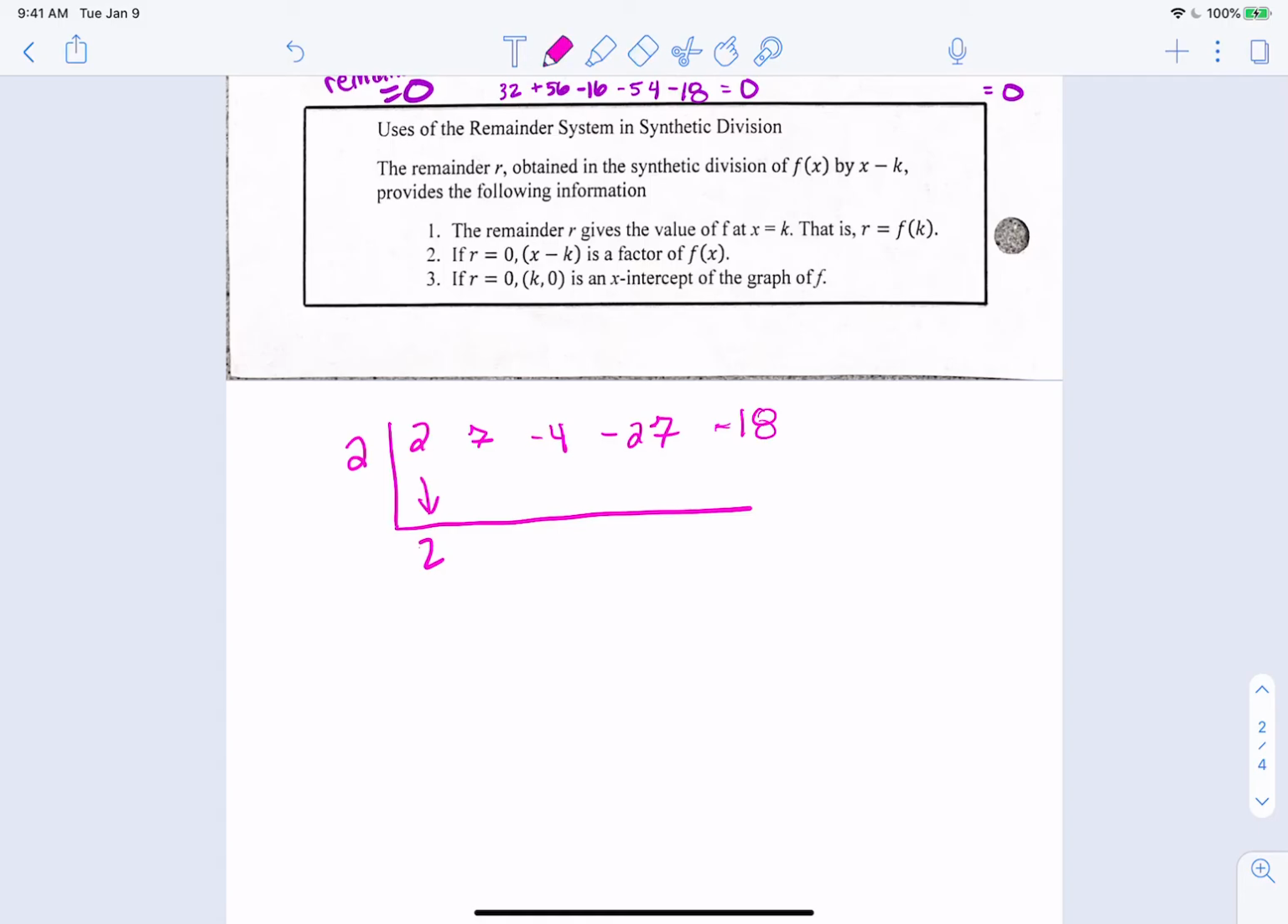All right. 4, 11. 11, 22. 22, 18. 18, 32. I forgot five. No, 36. 36 minus 27, yes. 9. 9, oh my gosh. 18. 0. We knew that 0 is going to happen. We've already plugged it in. We know that 0 is going to happen.